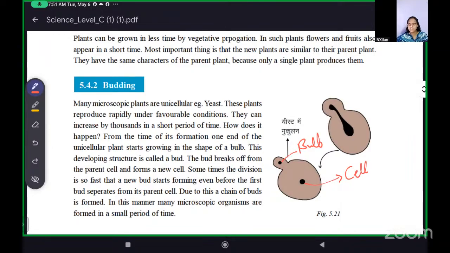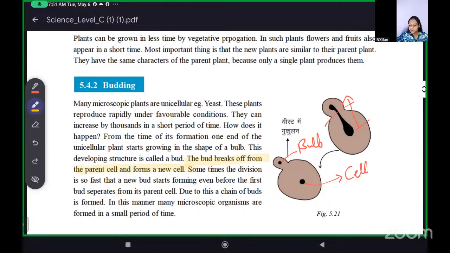Division also takes place here in the bud. The nucleus is divided, the cell is divided. Elongation and division take place. From the center, the cell elongates here, and then it breaks and separates. This bud portion also divides and makes a new microscopic organism. The bud breaks off from the parent cell and forms a new cell.